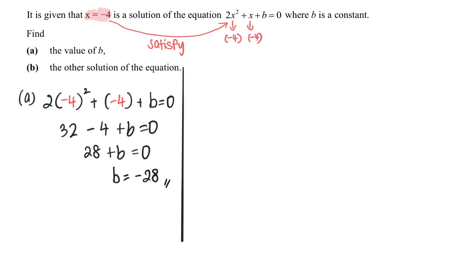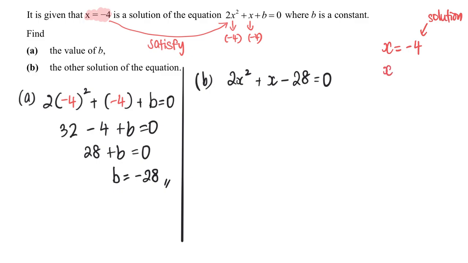For part B, 2x squared plus x minus 28 equals 0. At this point, it is very important to take note that x equals -4 is a solution. So if we work backwards, x plus 4 equals 0. This means that x plus 4 is one of the factors of this equation we have just found out.